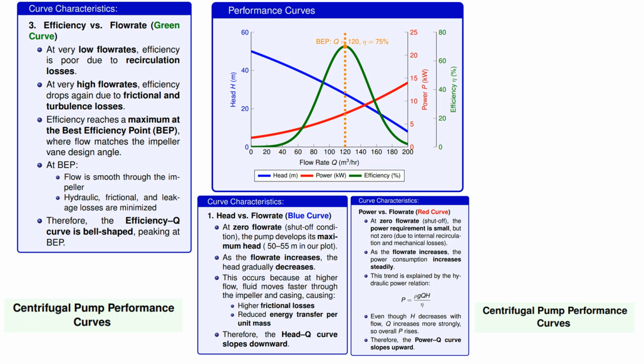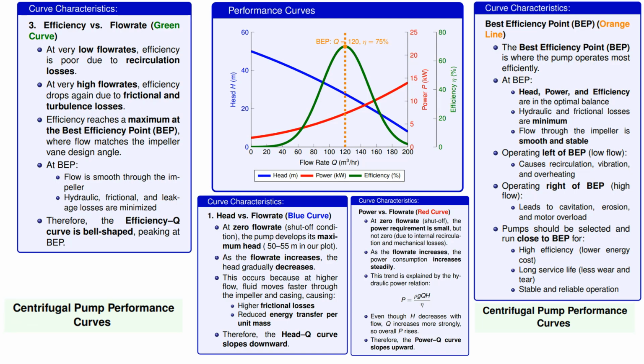But there is a sweet spot, the BEP, where efficiency reaches its maximum at around 75% here. At BEP, flow is smooth through the impeller, and hydraulic, frictional and leakage losses are at a minimum. This is where the pump operates most efficiently.